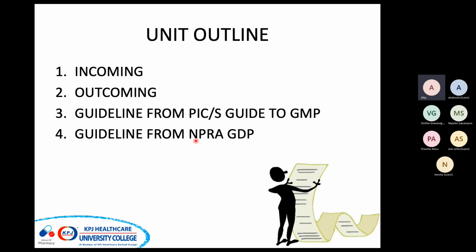So the outline for this part covers the incoming material first, then the outgoing, and the third would be the guideline from the PIC or PIC/S, and also the guide to GMP. This PIC is given by the NPRA, and then also the guideline from NPRA on GDP. GDP is what we call good distribution practice. Okay, so you have GMP, good manufacturing practice. You also have GLP, good lab practice, and this GDP, which is good distribution practice.